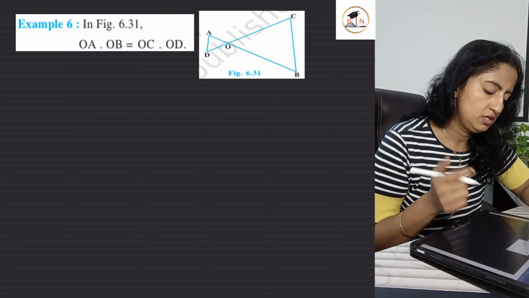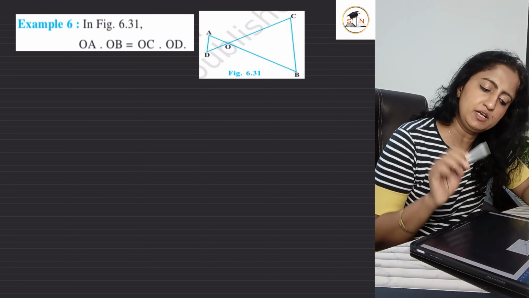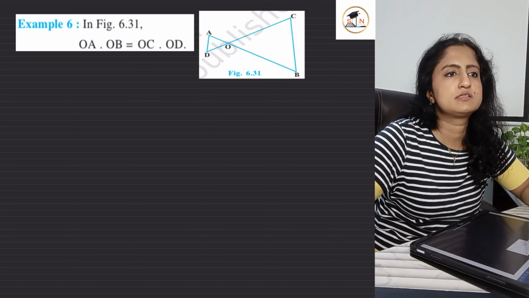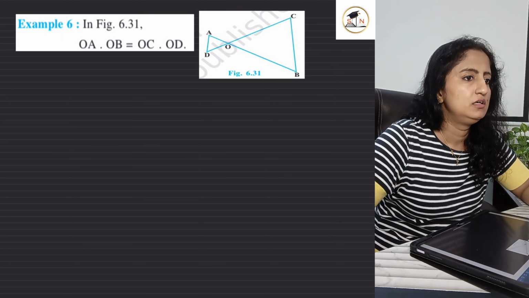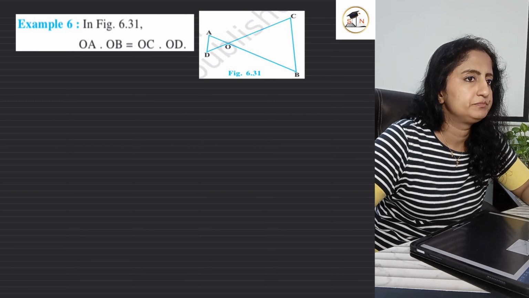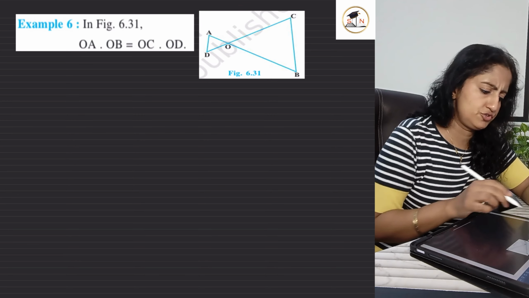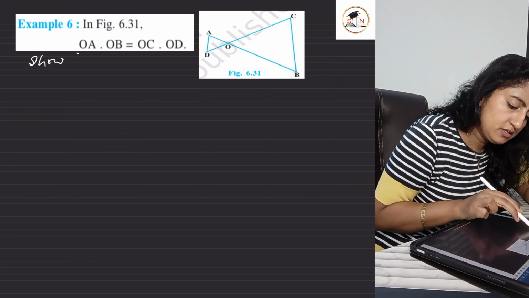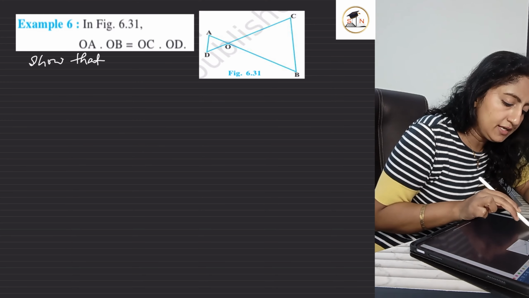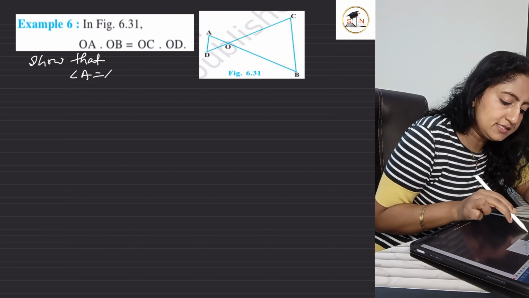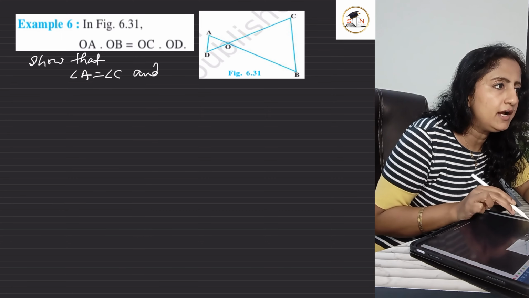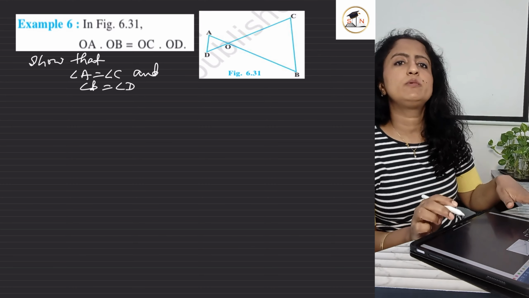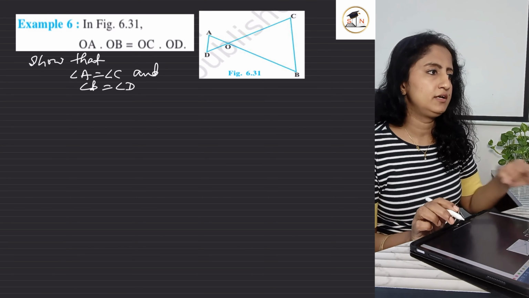Okay. Now, what is given in the question? The figure, and oh, I forgot to write what we are supposed to do over here. Just a moment. We are just supposed to show. I'll just write down the question. Missed copying it. Show that angle A equals angle C and angle B equals angle D. So this is what they actually want, right?